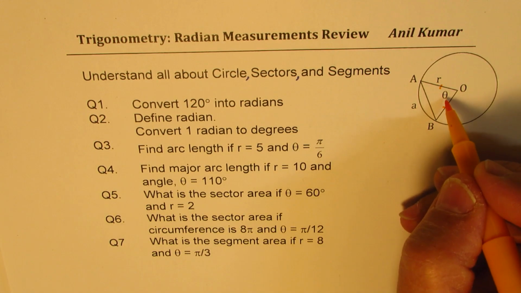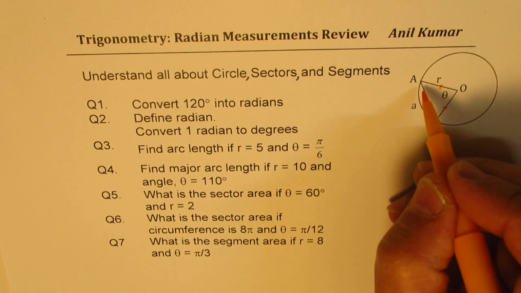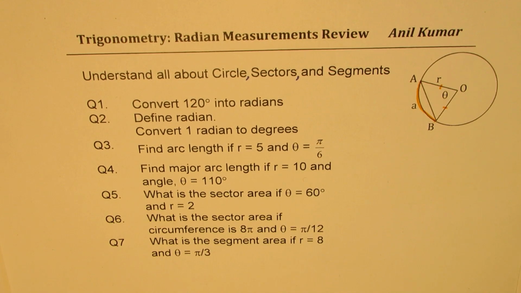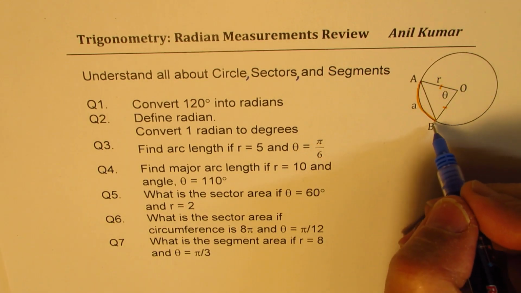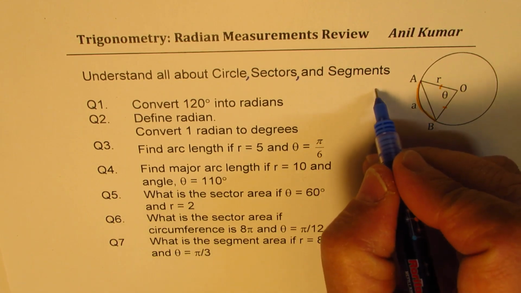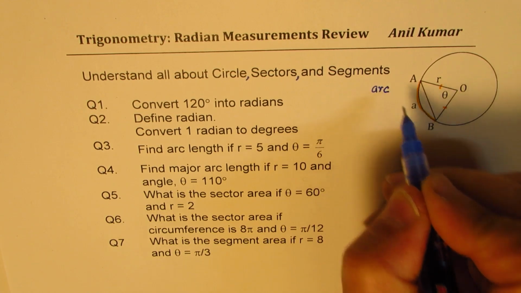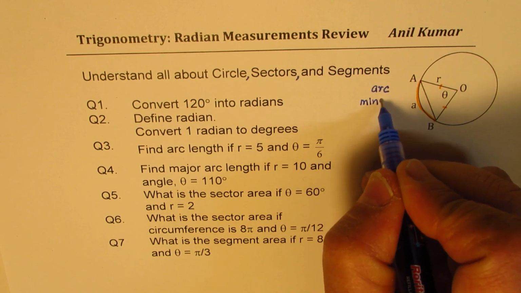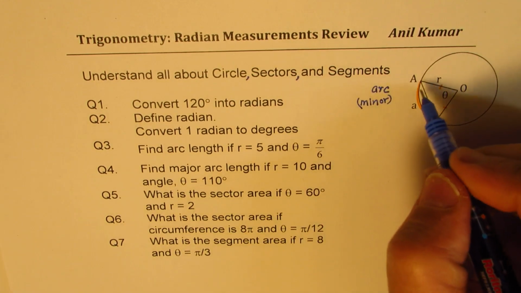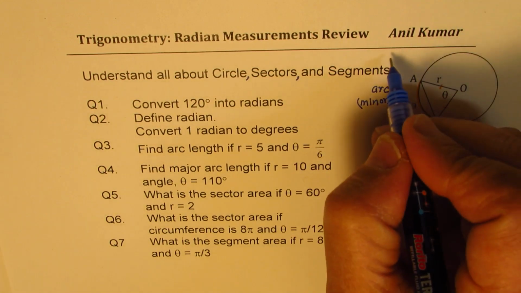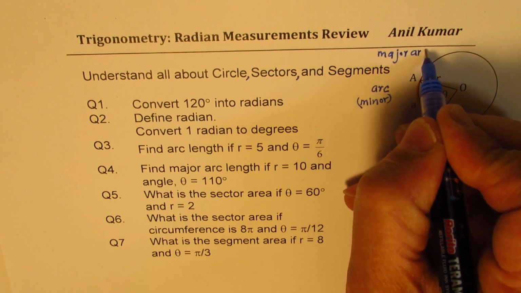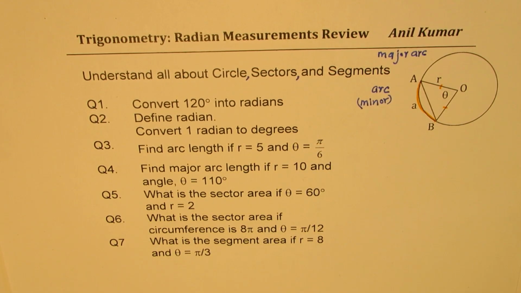So the angle here is the angle theta, and opposite this angle we see an arc AB. So this circular path along the circumference is called the arc. Now at times we also call this the minor arc, the smaller one. The other part is also an arc, and we'll treat that as a major arc, the bigger one. Okay, so that is also an arc, a bigger one, major arc.